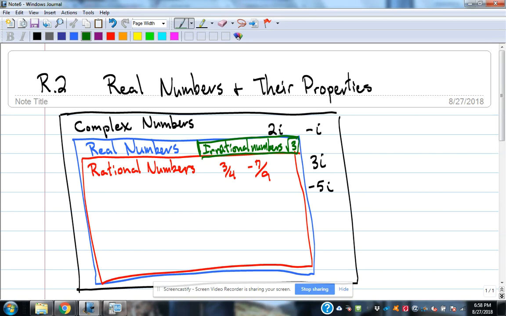An irrational number is a number that cannot be written as a fraction, and it doesn't repeat and doesn't terminate as a decimal. Square root of 3, square root of any prime number is an irrational number, and there's an infinite number of prime numbers in the world.